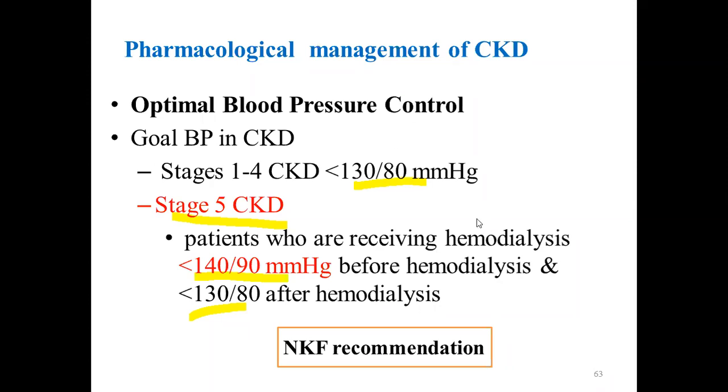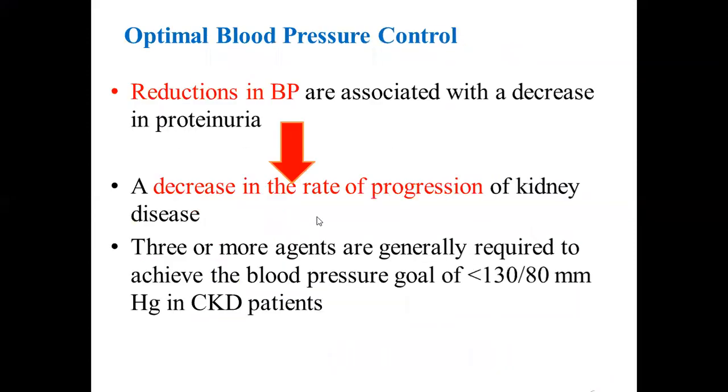So if a patient has CKD plus DM, ACE inhibitors are the gold standard in the management because they are renal protective by reducing the protein excretion. So that is why we are using them. Okay. Question?